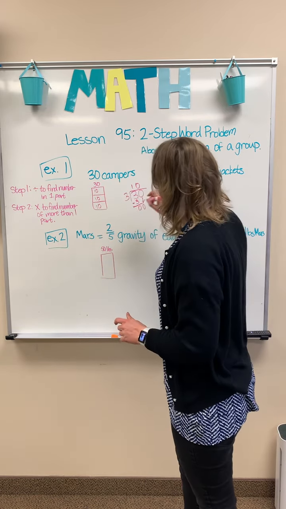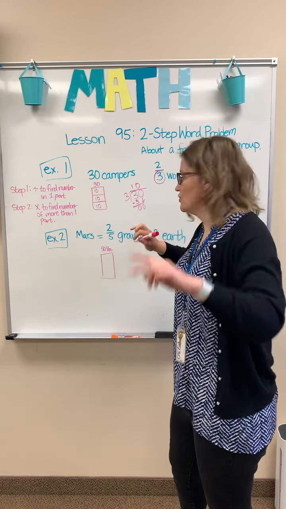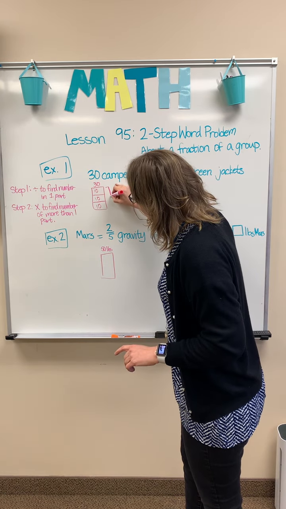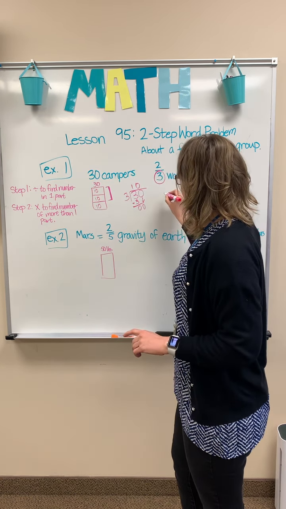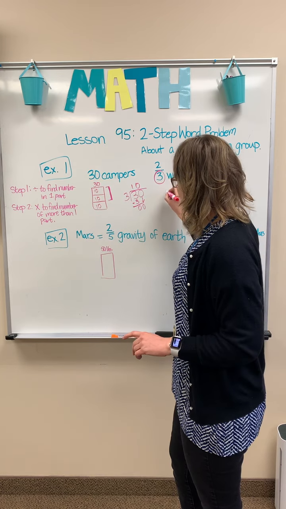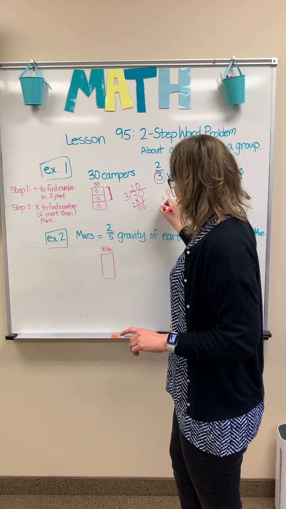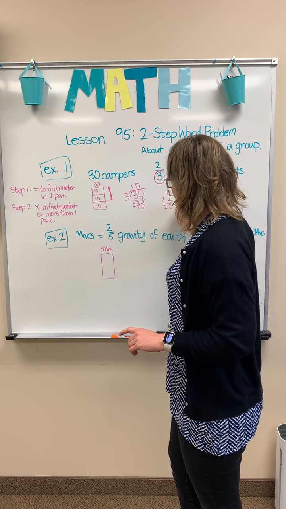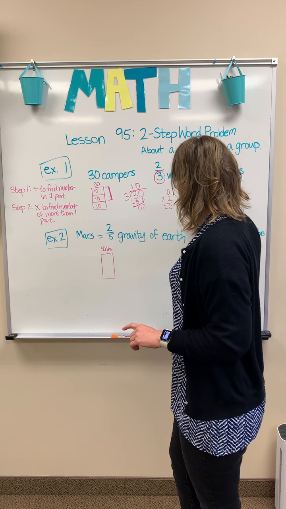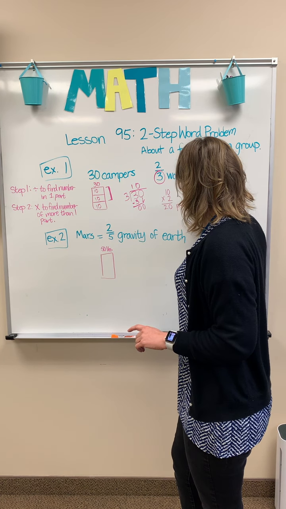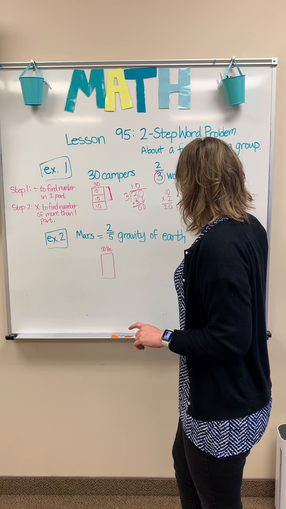However, are we looking for just 1 part? No, we know 2/3. So this little group of people were wearing green jackets. Because there are 10 in each part, and there are 2 parts, I know that 20 people were wearing green jackets. And I'm just going to make a note, green jackets.